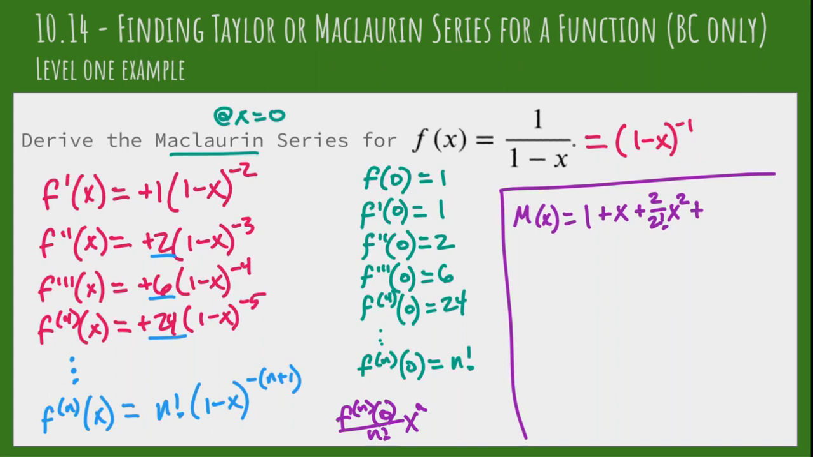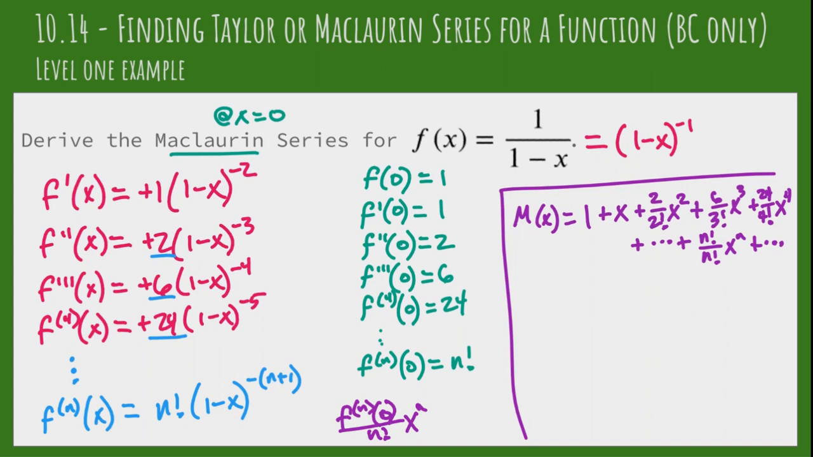Then when n is 3, we're going to have 6 divided by 3 factorial times x to the third power. Then we're going to have 24 over 4 factorial times x to the fourth power. And then if we continue on here, the nth term is going to be n factorial over n factorial times x to the nth power, and so on.